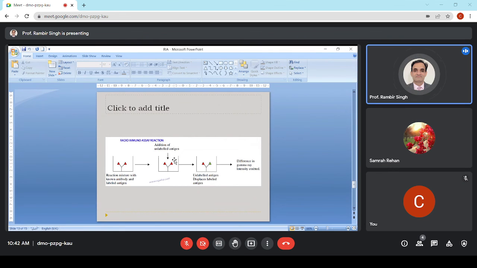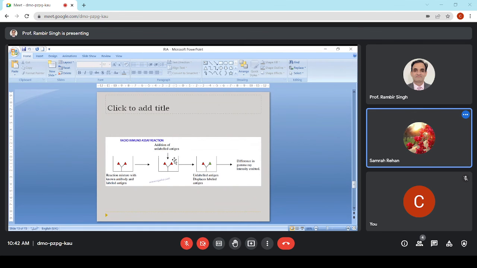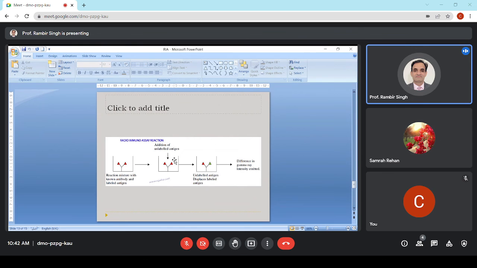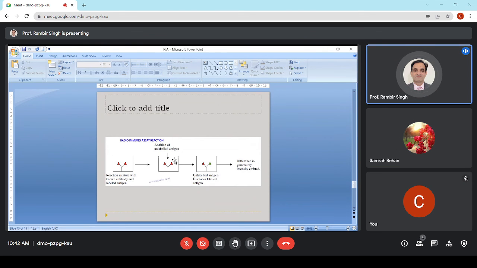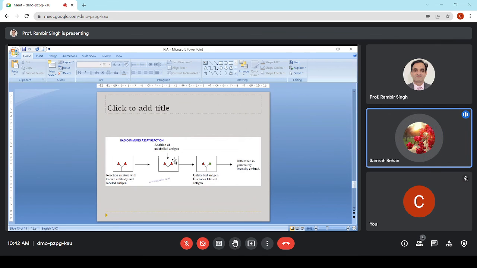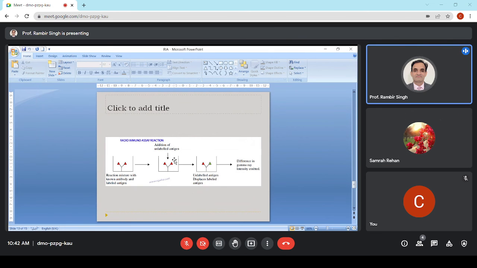No, no, we are not talking about antibody here, it is the antigens. That's why I brought you directly to this picture, to understand. So the amount of current drop is directly proportional to the amount of antigen present in the sample. The higher the antigen, the more labeled antigen will be displaced and we will get lesser current, right?